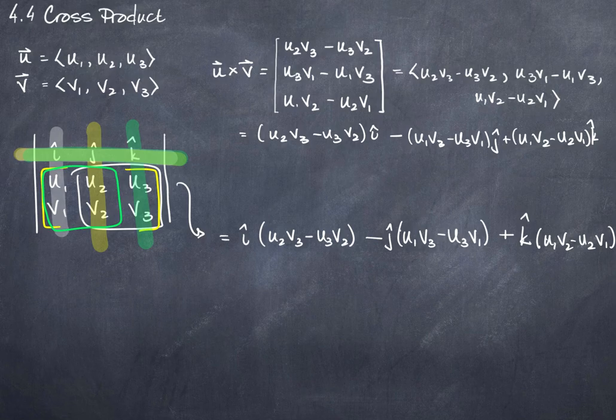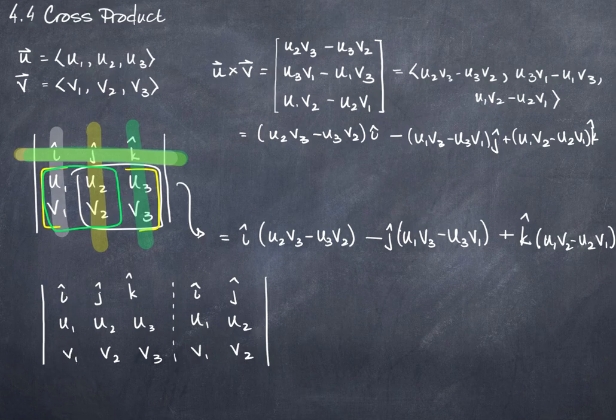All right, just by way of reminder, there's another way to compute this determinant, and that is as follows. I'm going to start with the same matrix determinant as I have up here, but instead of closing it, I'm going to concatenate it with the first two columns again. So this is the i column, u1, v1. I'm just going to repeat that there, and I'm going to repeat the second column here. I don't need the third column. You could write it down if you want to, but you're not going to need it.